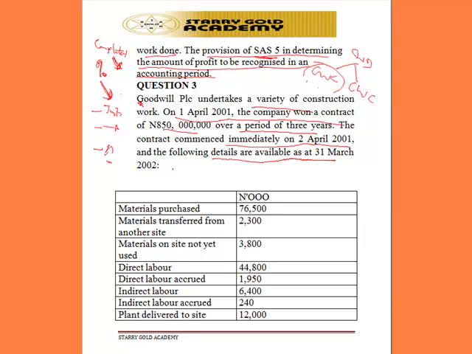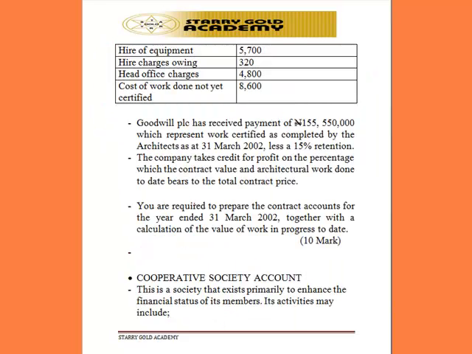Material purchase, material transferred from another site, and then we have materials on site not yet used, direct labor accrued, indirect labor accrued, plant delivered to site, hire of equipment, hire charges of head office charges, cost of work done not yet certified.